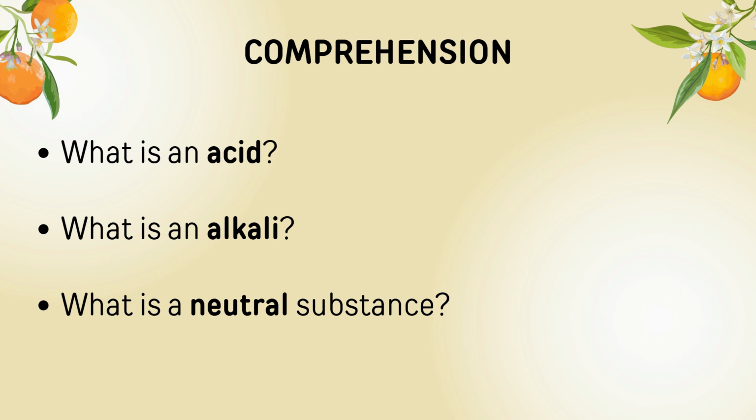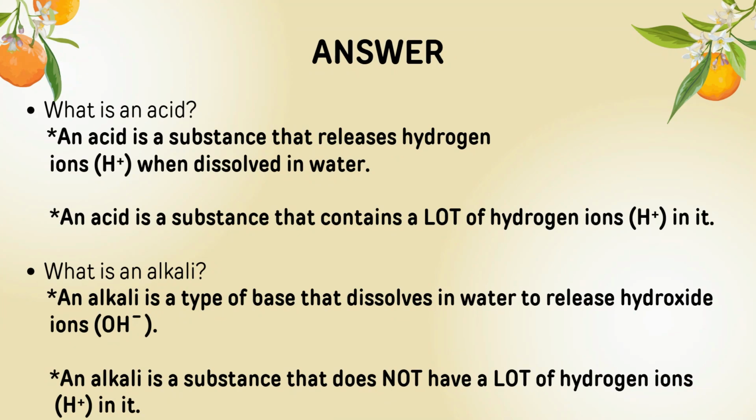Comprehension. What is an acid? What is an alkali? What is a neutral substance? An acid is a substance that releases hydrogen ions when dissolved in water. Or, an acid is a substance that contains a lot of hydrogen ions in it. What is an alkali? An alkali is a type of base that dissolves in water to release hydroxide ions. Or, an alkali is a substance that does not have a lot of hydrogen ions in it.